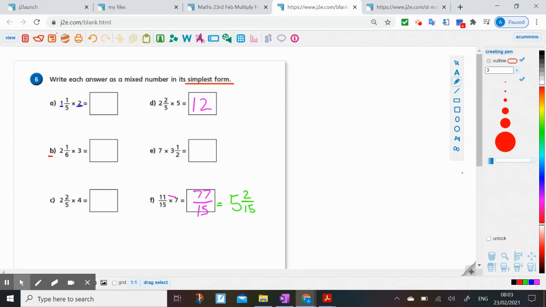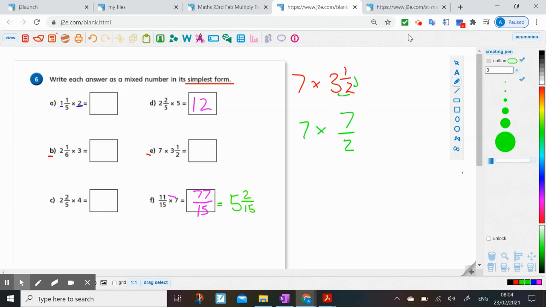All right, let's do E, and I'm going to try and do the improper version for this. So 7 times 3 and a half. It's the same process. I know it's the other way around in terms of the fraction coming after the multiplication sign, but it's actually still the same scale. So we're going to make it improper. 3 times 2, of course, is 6. Add the 1 is 7. So this becomes 7/2, and we're multiplying it by 7.